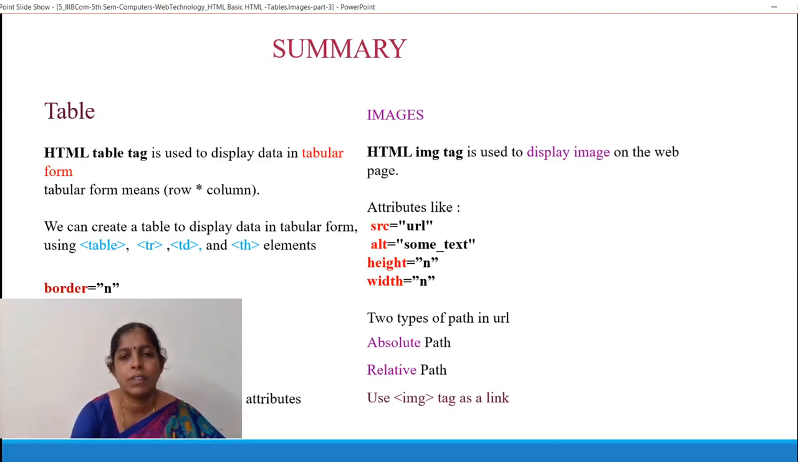Source provides the URL of the image. Alternate, if that image is not displayed, then we can provide some text. Height of the image, width of the image. In how many ways we can specify the path in a URL? In two ways. One is absolute and the other one is relative. By using the image tag, we can link other images or other web pages.